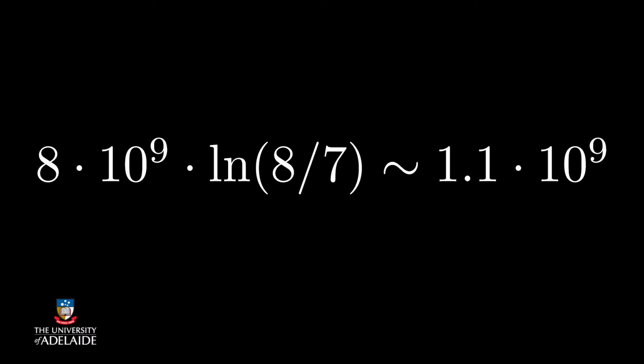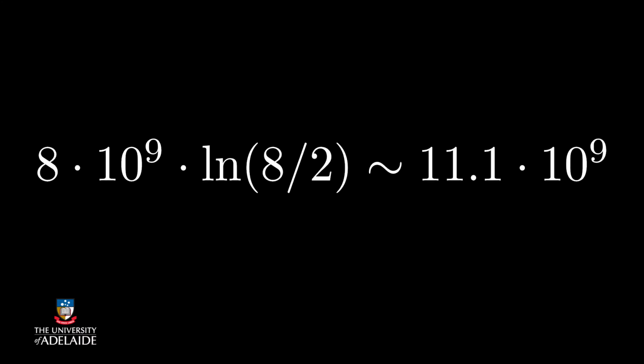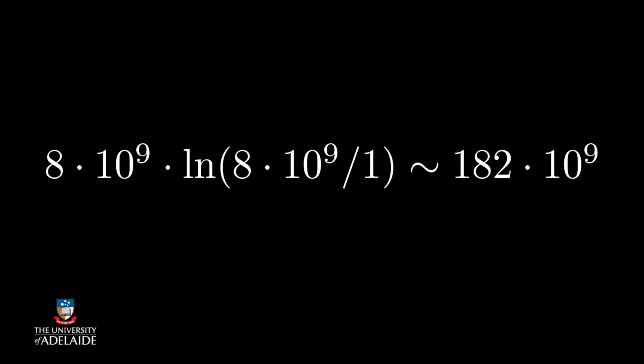If you see 6 billion buckets marked as 1, you would estimate the number of distinct customers as 8 billion times ln(8 divided by 2), which is roughly 11.1 billion. If all the buckets are marked as 1, you estimate the number of customers as 8 billion times ln(8 billion), which is roughly 182 billion. The principle behind this estimate is related to the coupon collector's problem, and you will learn about this after you have completed this video.